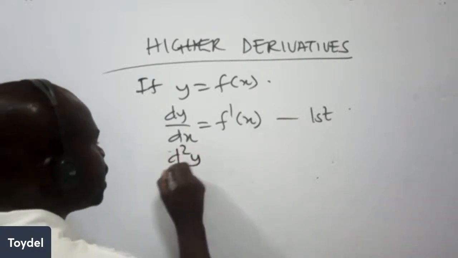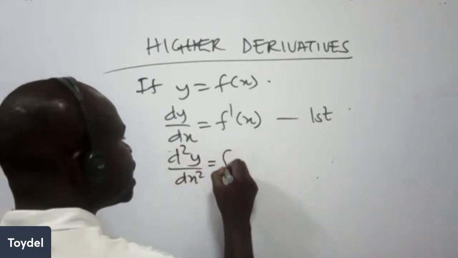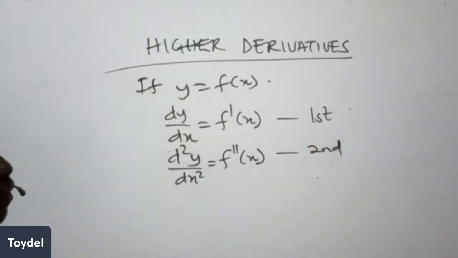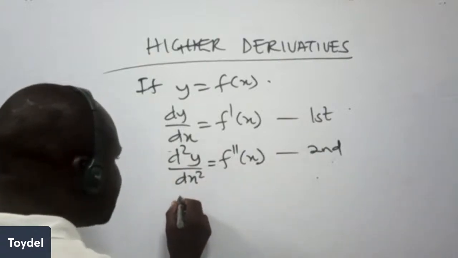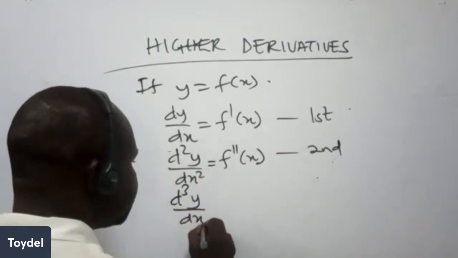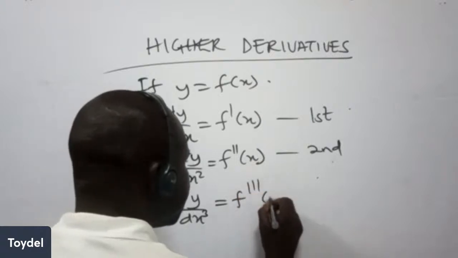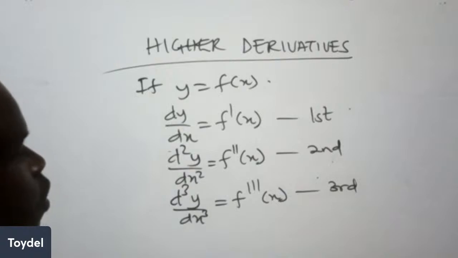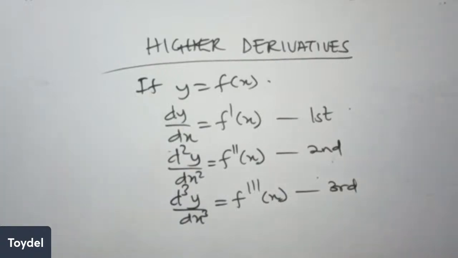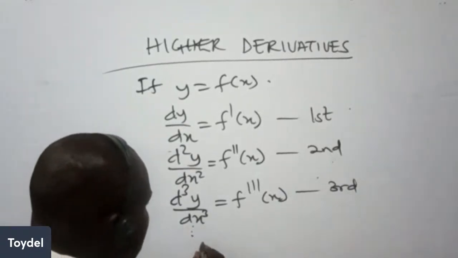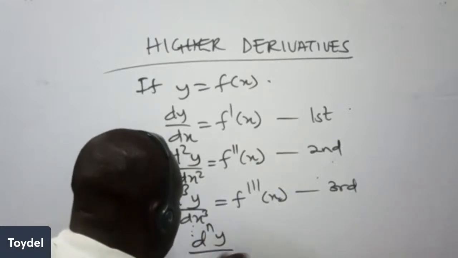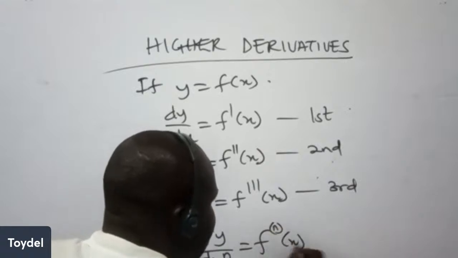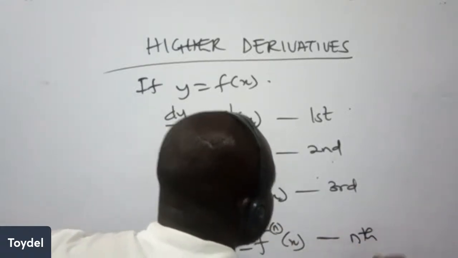That is, we can have d squared y over dx squared. This will be the same thing as f double prime of x. This is referred to as the second derivative. We can also find the next derivative as d cubed y over dx cubed. This is the same thing as f triple prime of x. This is referred to as the third derivative. We can actually continue up to the nth derivative, that is d^n y over dx^n, which is the same thing as the nth derivative of f of x. So this is referred to as the nth derivative.